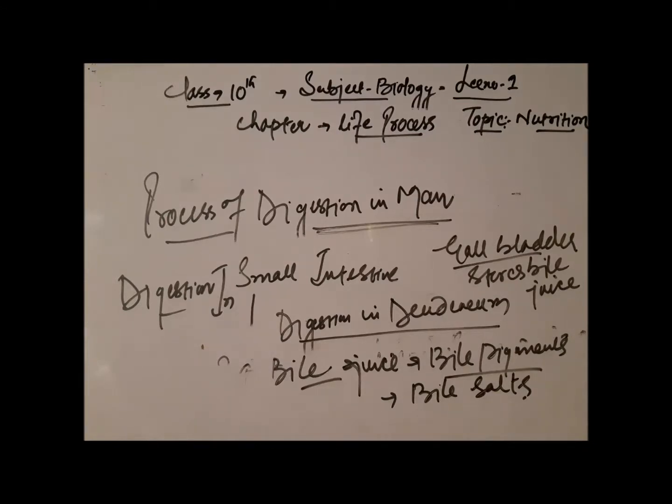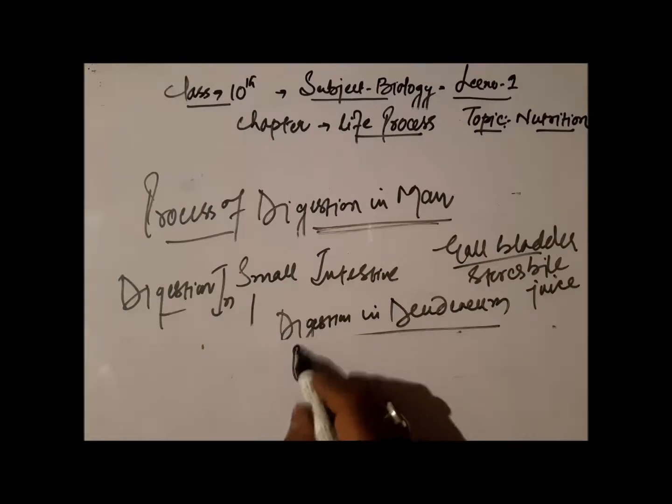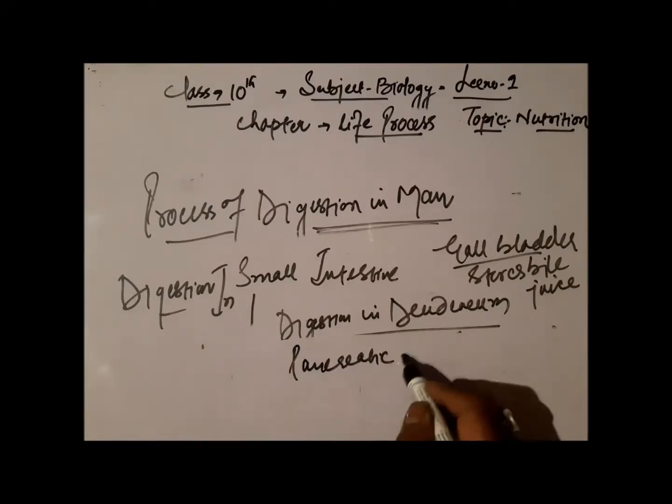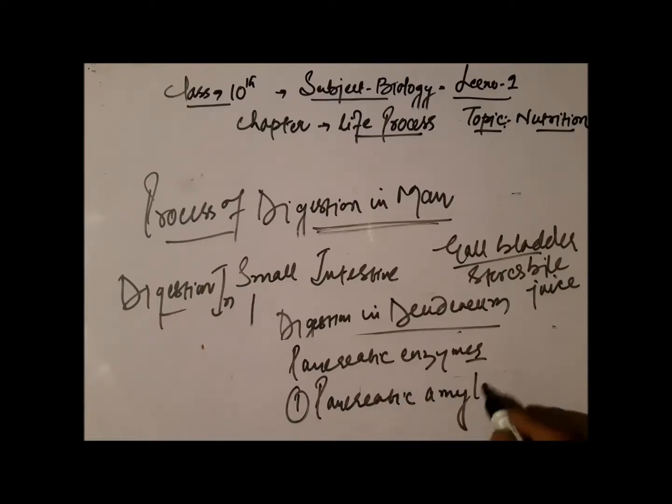And in the pancreas, there is a presence of enzymes. The names of the pancreatic enzymes: number 1, pancreatic amylase. It converts carbohydrates into sugar.